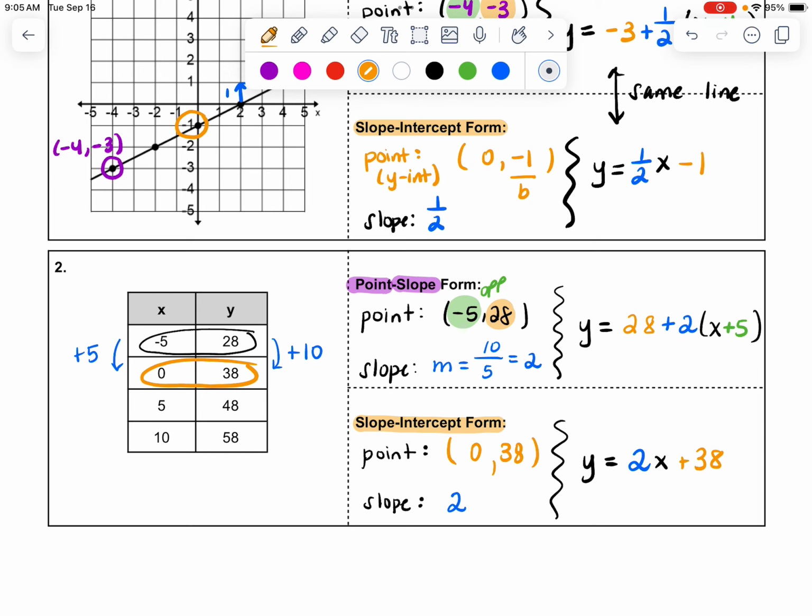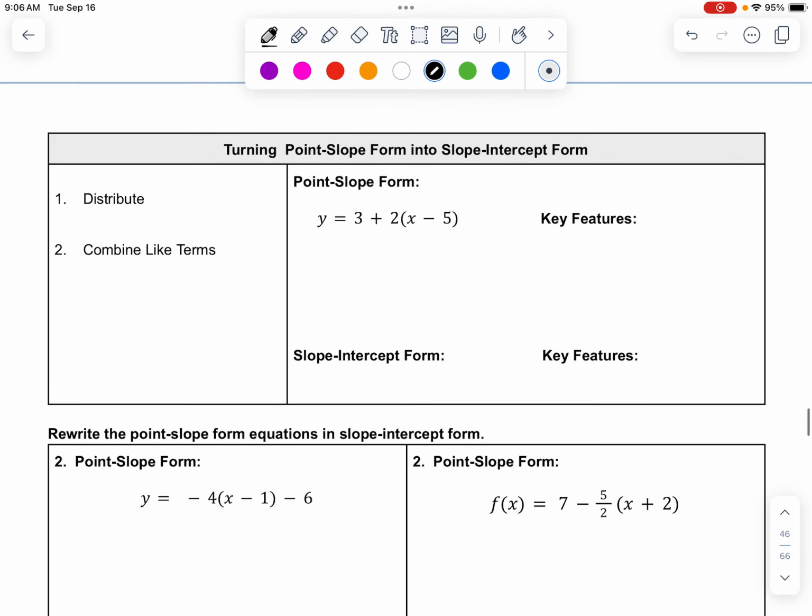Now, if we graphed these lines, these would be the same line. There's just 2 different ways to write that equation. What we're going to do next is talk about how to decide if 2 equations are the same line using algebra. So right now, we're going to talk about turning point-slope form into slope-intercept form.